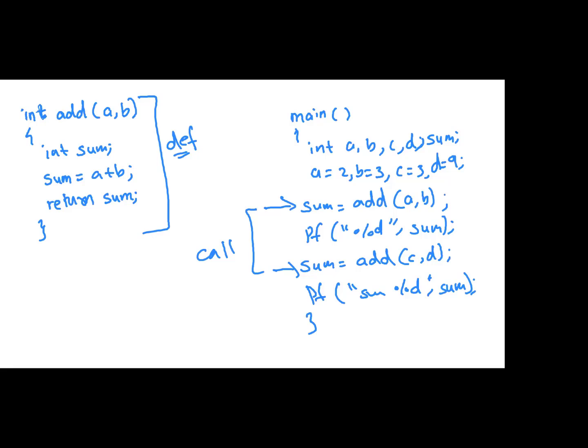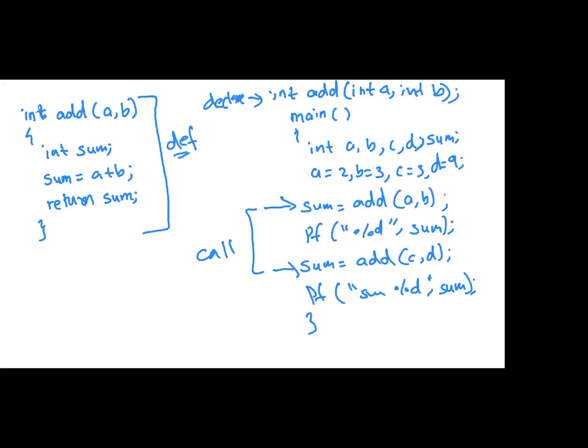So I can say, okay, before main, I can say int add(int a, int b); then semicolon. So this is how you declare a function. So these are three important things that you have to remember when you define a function.